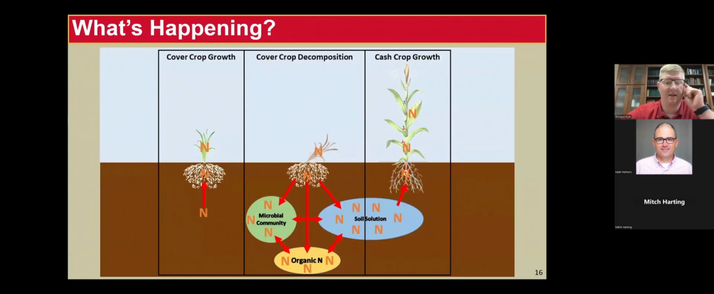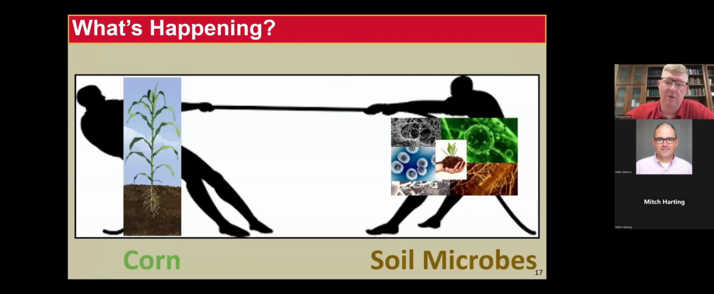Okay, so what's happening? So ideally, what would happen, right? I said cereal rye is really good at taking up nitrogen. Ideally, it would give that nitrogen back to the soil, which then could be used by the crop. Unfortunately, what actually happens is that it doesn't give the nitrogen back very well. And so what's really going on is that we have this kind of tug of war going on between our corn crop and our soil microbes over the plant available nitrogen.